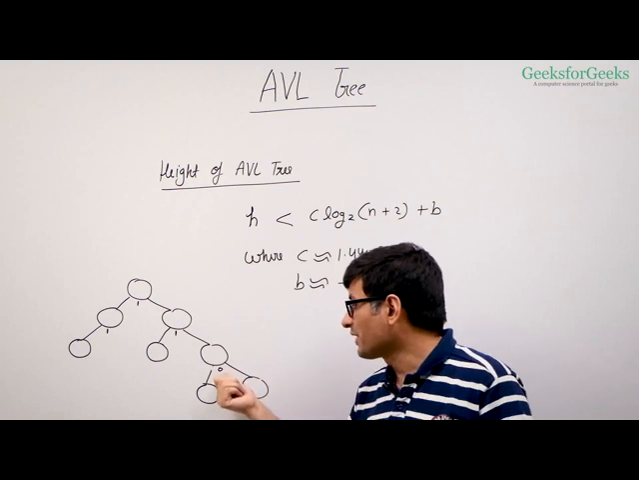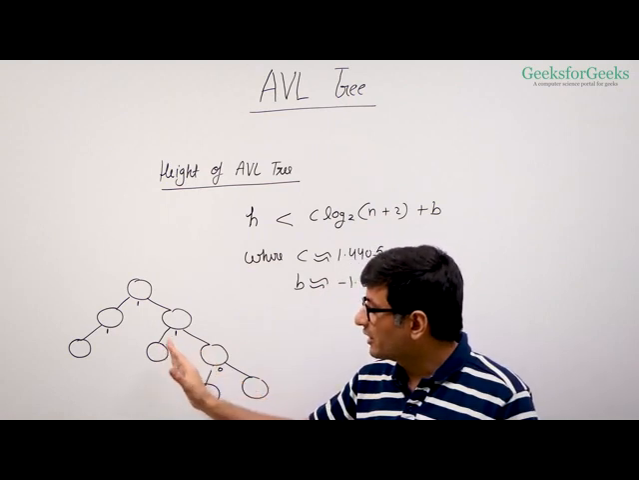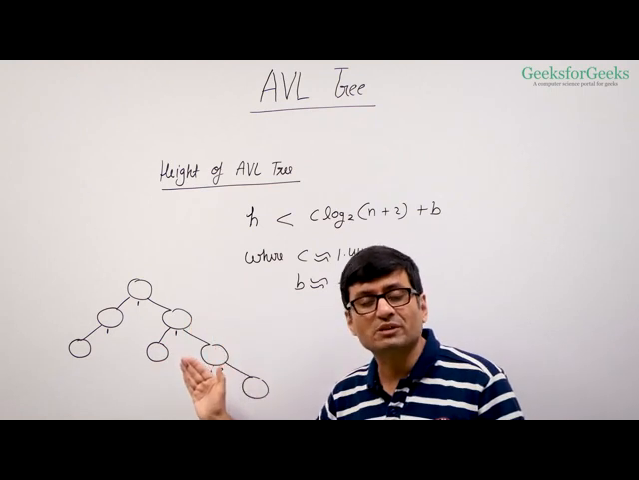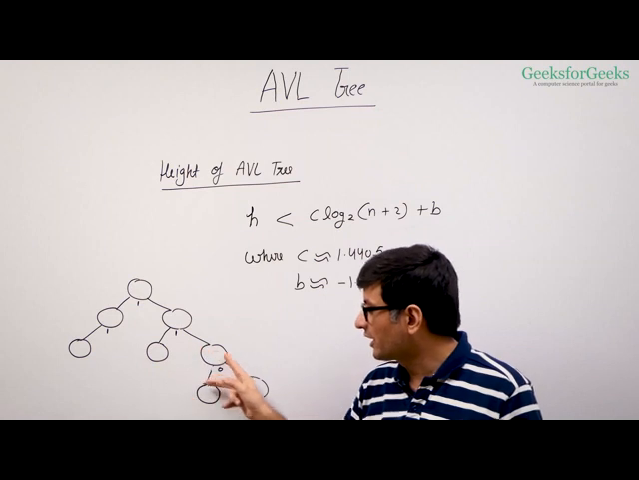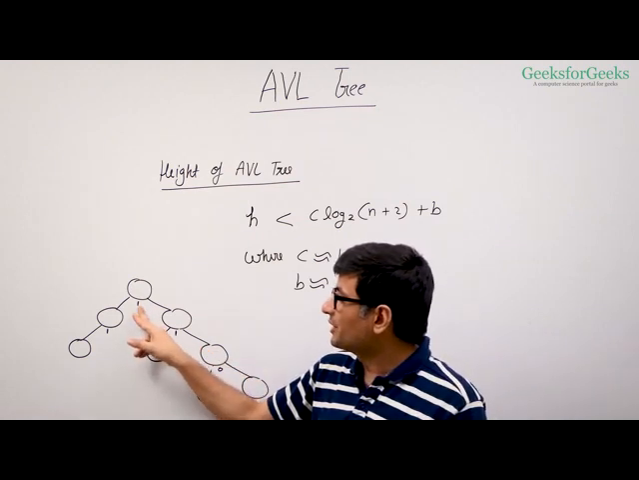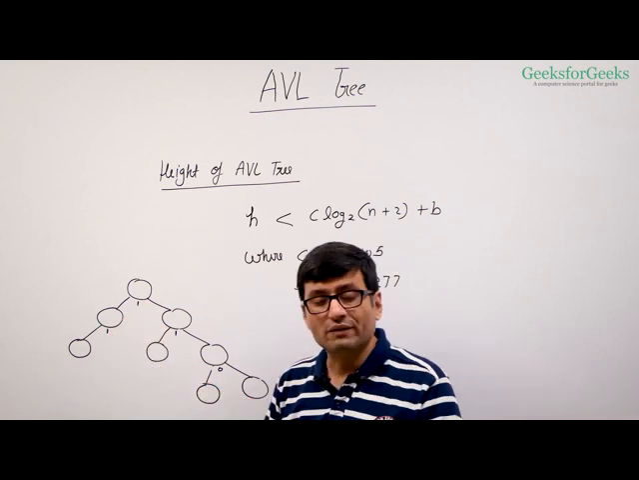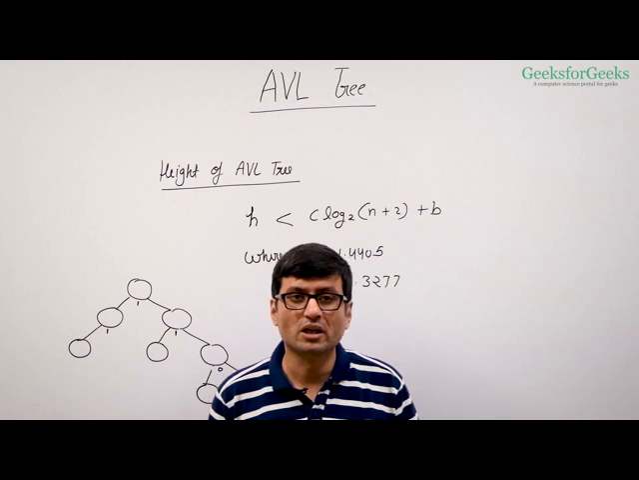The balance factor for this is 0. The balance factor of this is 1. The balance factor is the absolute difference between left and right heights. So for this, left height is 1, right height is 2, and the absolute difference is 1. The balance factor for this is 1, this is 1. So every balance factor is less than or equal to 1, so it is an AVL tree.